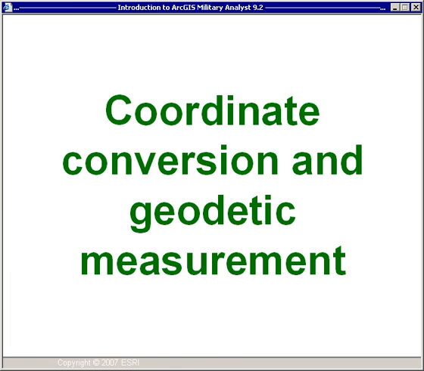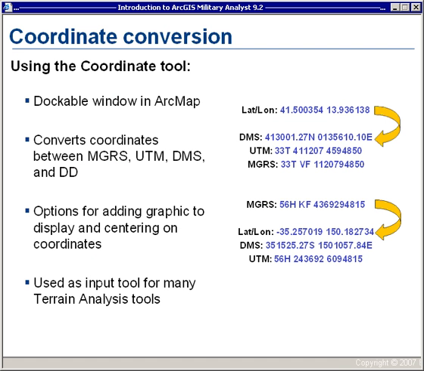Now that we've gone through a brief overview of Military Analyst, let's take a closer look at its coordinate conversion and geodetic measurement capabilities. Coordinate conversion is handled through the coordinate tool, which exists as a dockable window in ArcMap. It's designed to convert coordinate values between military grid reference system, universal transverse Mercator, degrees, minutes, seconds, and decimal degrees. A few examples of these coordinate types are listed to the right.